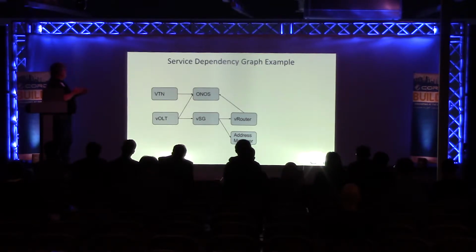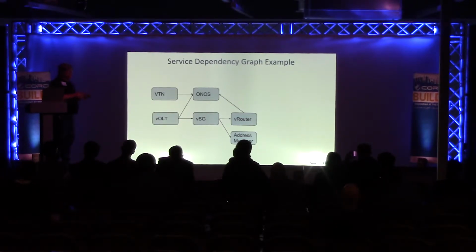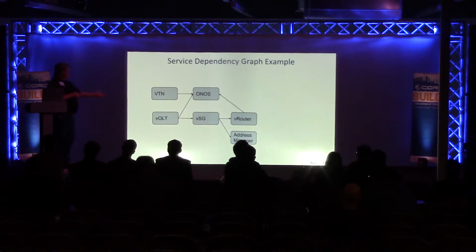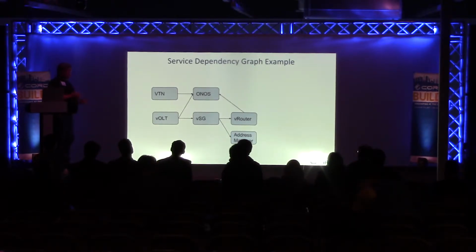Here is an example of a service dependency graph. This example comes from RCord. What we have in there is ONOS, and a lot of things use ONOS. So the VTN service uses ONOS, VOLT uses ONOS, and vRouter uses ONOS. You can also see the VSG services in there. So VOLT is using VSG, VSG is using vRouter, and VSG is also using address manager. As you add new services, you can incorporate them into the graph and map out the dependencies between them.